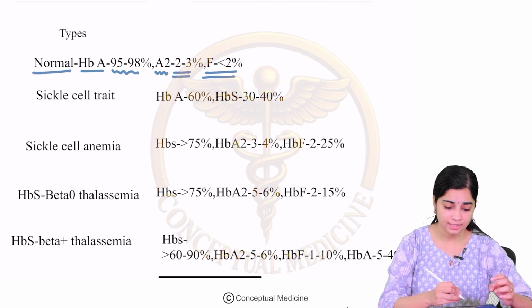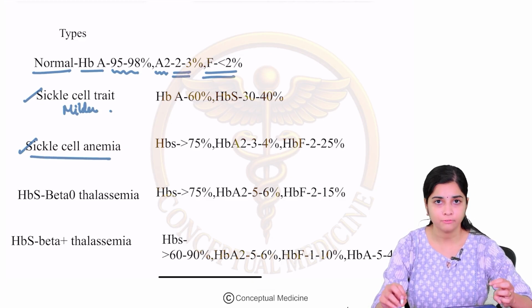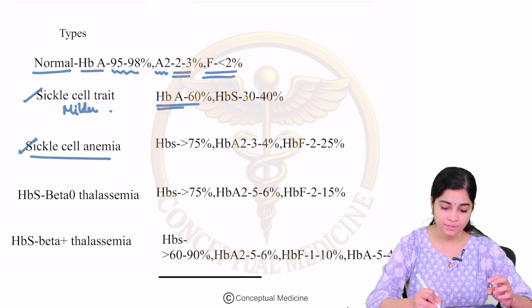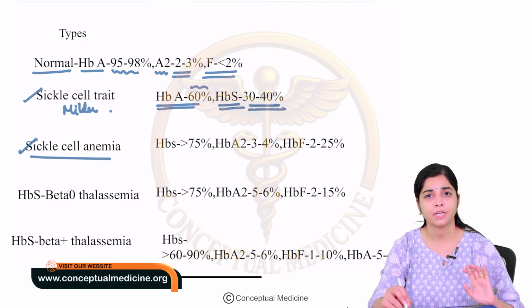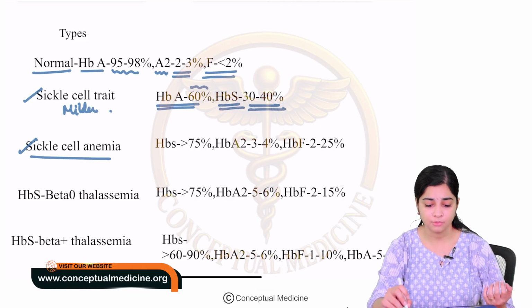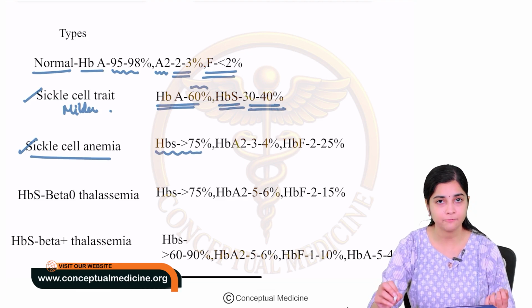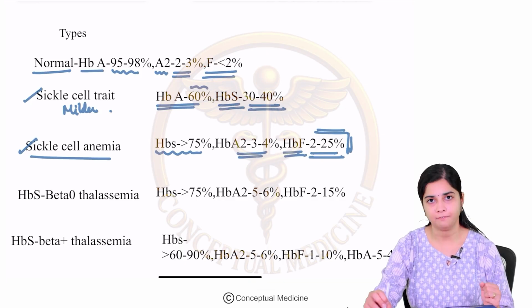Sickle cell disease can either be a sickle cell trait, which is a milder form and is usually heterozygous in nature, or sickle cell anemia, which is a more severe form. In the milder form, what are the fractions of hemoglobin? Here you can see that HbA is 60% and HbS is 30 to 40%. But in sickle cell anemia, the more severe form, the HbS fraction is more than 75%, HbA2 is 3 to 4%, and fetal hemoglobin is increased as a compensatory mechanism and can go as high as 25%.